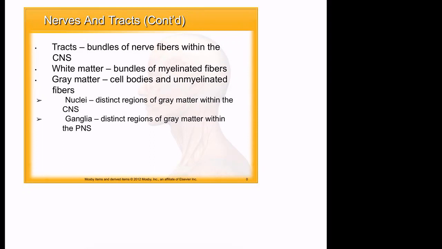White matter, like I said, is all of the myelinated axons. Gray matter is all of the cell bodies and dendrites. So when you look at a section of the brain, you'll notice that on the outside it looks gray, but as you slice into it, the deeper you go, you start to see the white matter. That's the opposite of the spinal cord. As you saw in the pictures previously, the spinal cord has the white matter on the outside and the gray matter on the inside. The brain has the gray matter on the outside and the white matter on the inside.